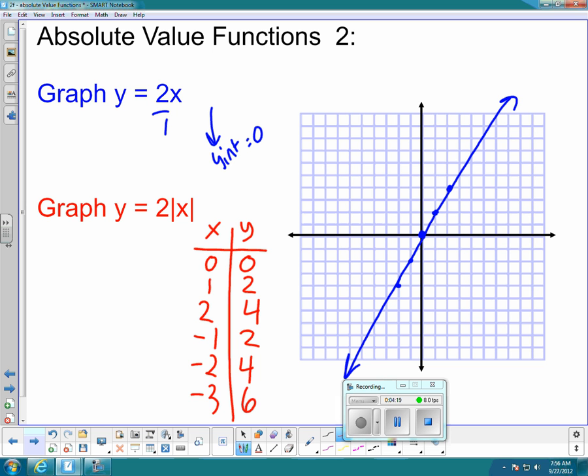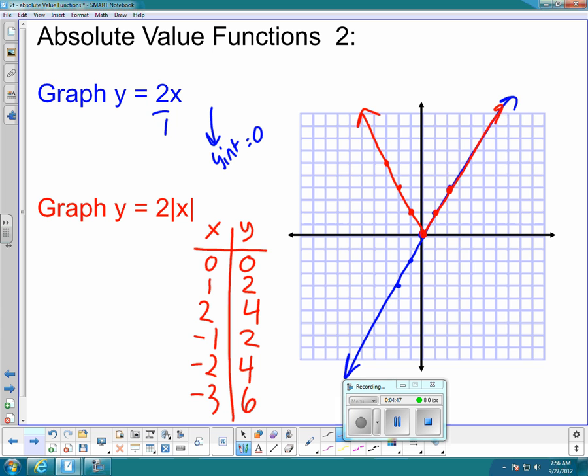So if I graph these points, 0, 0 is the same, 1, 2 is the same, 2, 4 is the same. So this side looks the same. And on the left-hand side, -1 now pairs with +2, -2 is with +4, -3 is with +6. This side looks equally steep. It's got the same slope, but it's going back the opposite direction.